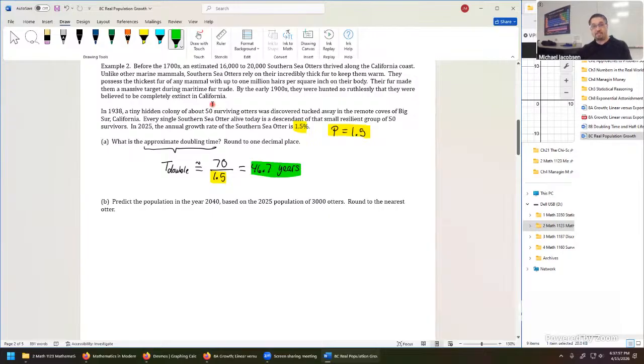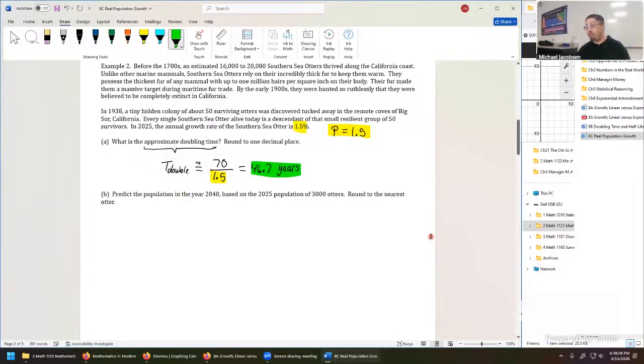If there were 50 discovered in 1938, and in 2025 there's currently 3,000 otters, it probably also means that the growth rate was higher for a while, but it's actually slowed down. It could be for lots of reasons: other predators, maybe other natural things happening, maybe shipping, all sorts of things. That California is a busy place, for example, could be limiting the growth rate. It looks like it's slowed down to this value for 2025. So if it stays at 1.5%, we can still make a projection of what the population size will be in the year 2040.